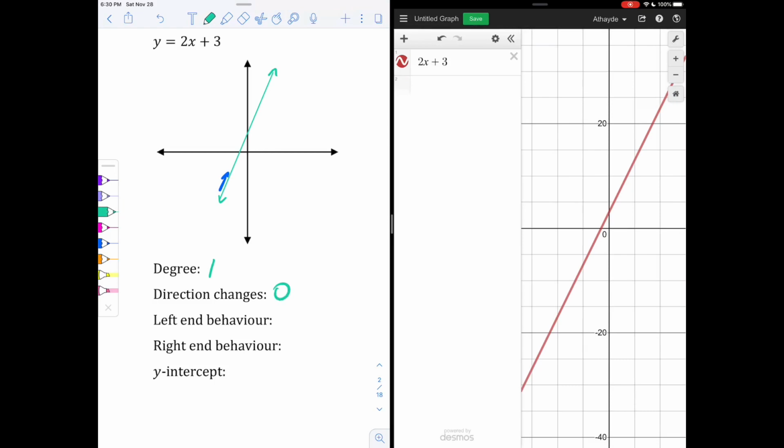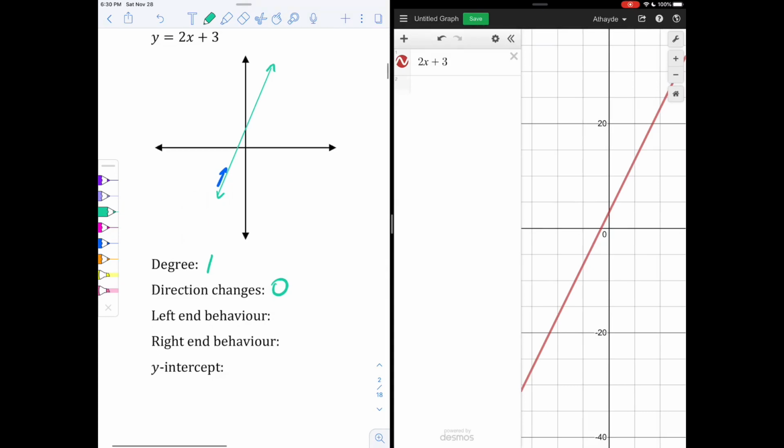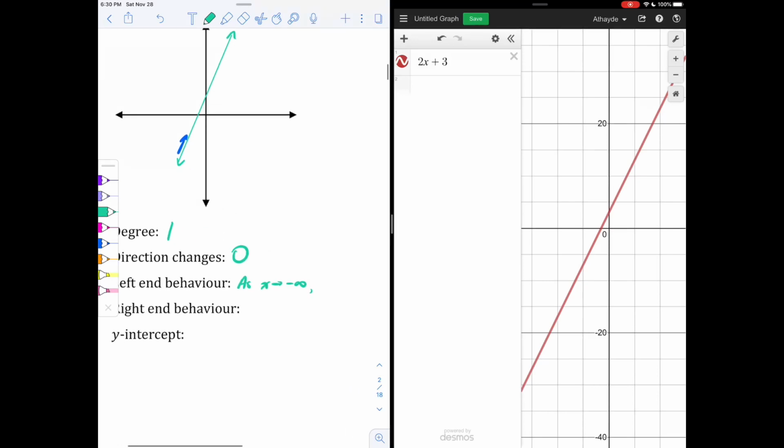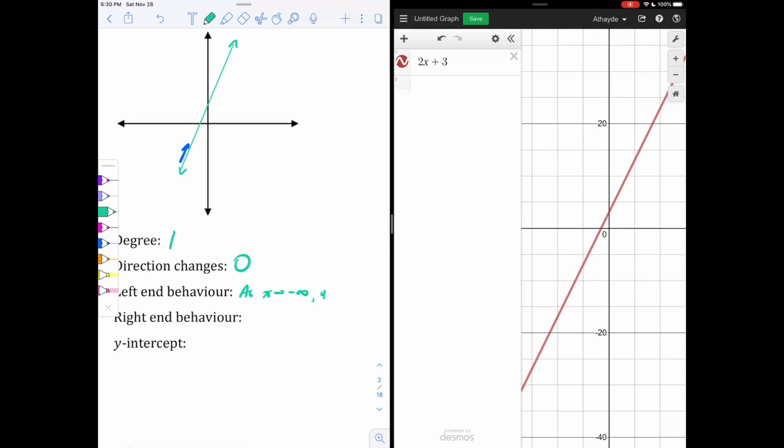The left end behavior. So over at this end, what is the trend that we're following? We can say that as x goes towards negative infinity, so as we go further and further left on this axis, what happens to y? Or f of x in this, it's just y. Y goes towards, well, it goes down, down, down, down, down, so y is heading towards negative infinity as well.